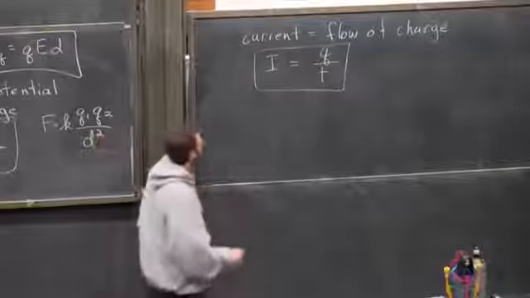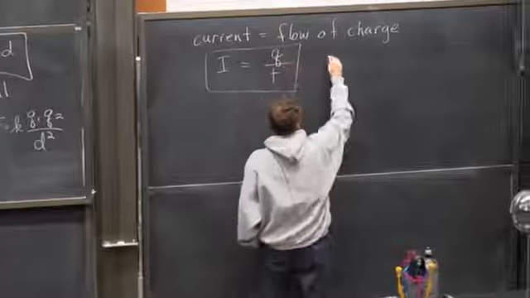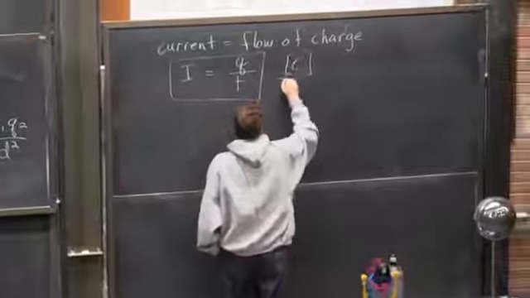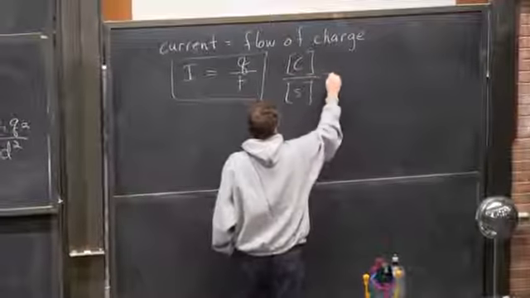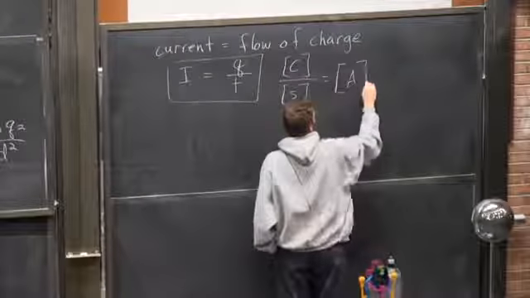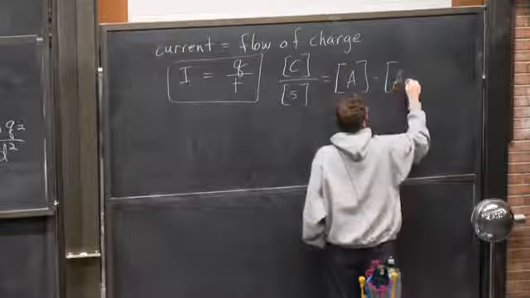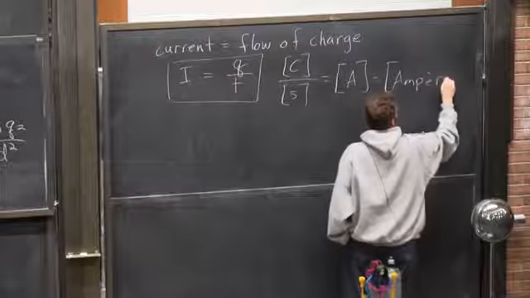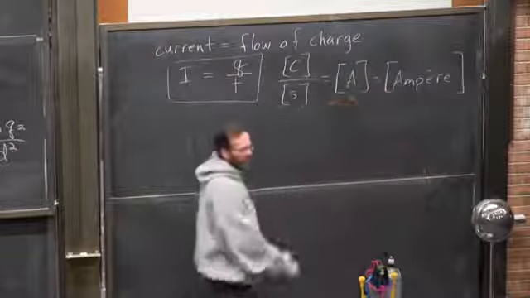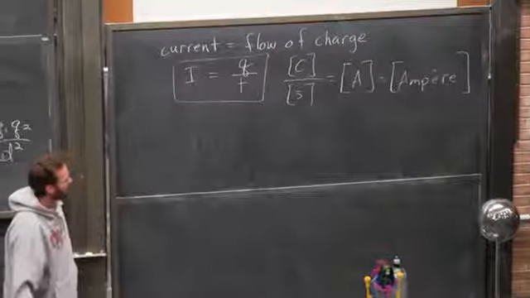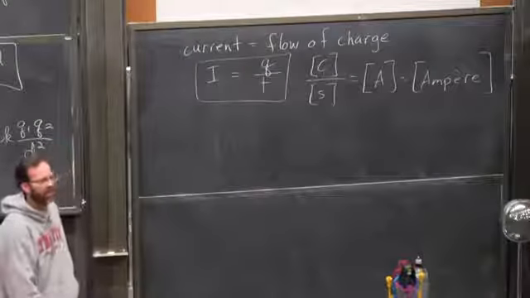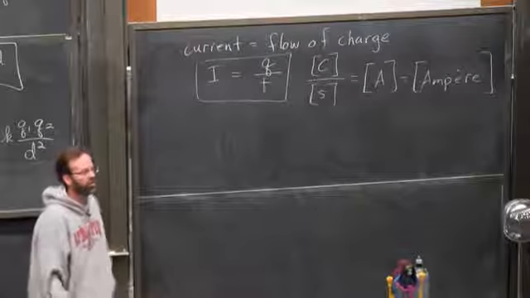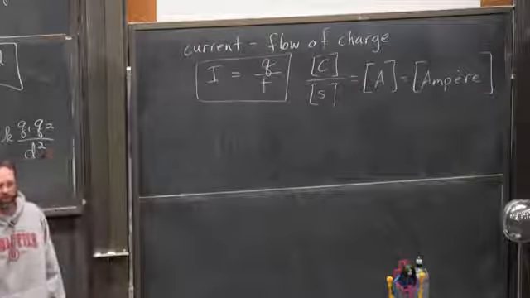And that is measured in, let's see, this is in coulombs, and this is in seconds, and that is defined as an amp, which is short for ampere, a French scientist's last name. But yeah, you've heard of amps before. That's telling you how much charge is flowing through something, at what rate.